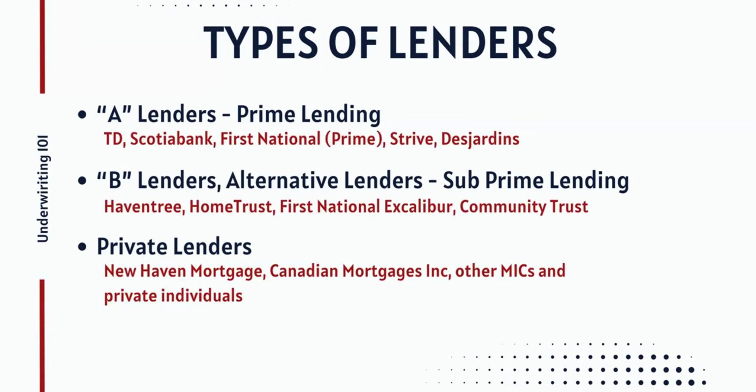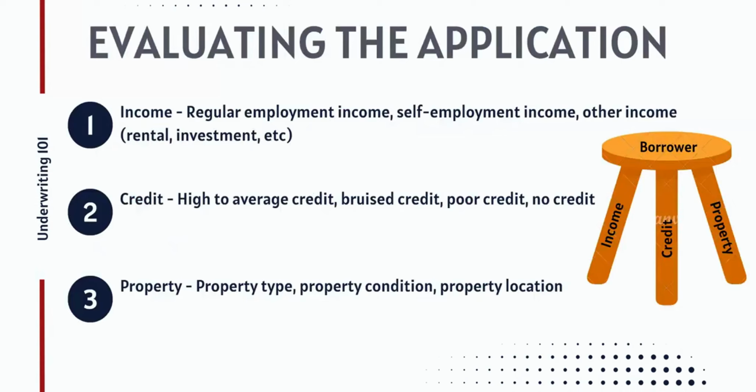Again, just an example of the different types of A, B, and private lenders here. This is the biggest thing when it comes to evaluating the application, is looking at the income, the credit, and the property type. This is how you're going to decide where your application ends up, if it's going to be A, B, or private.